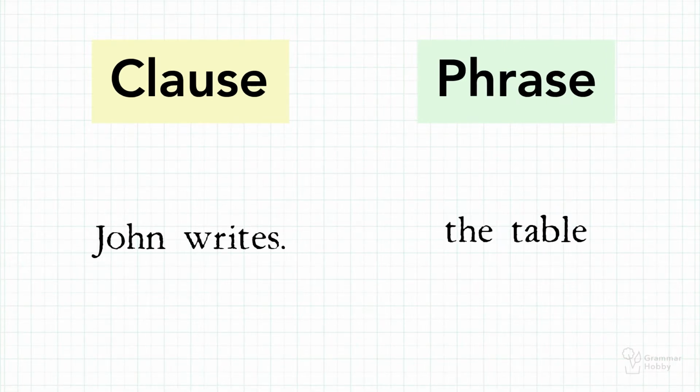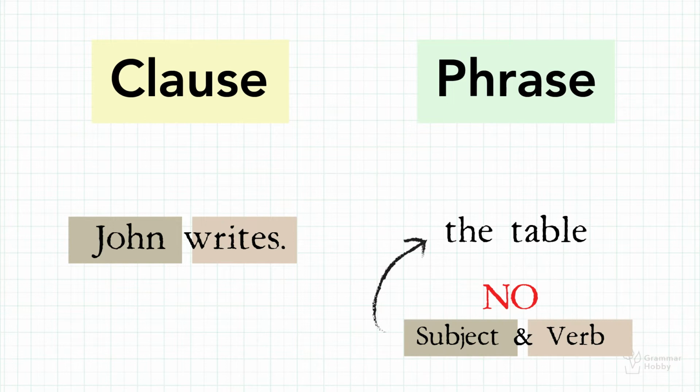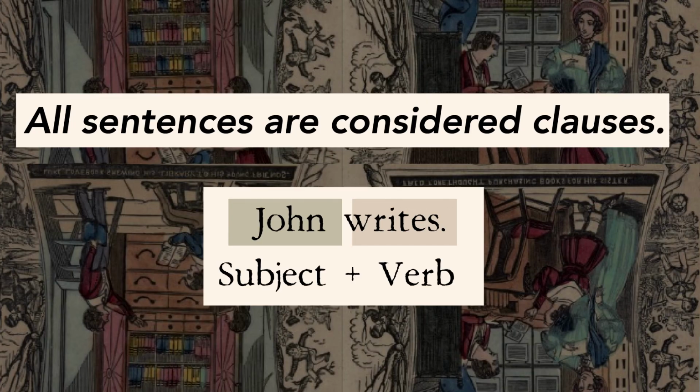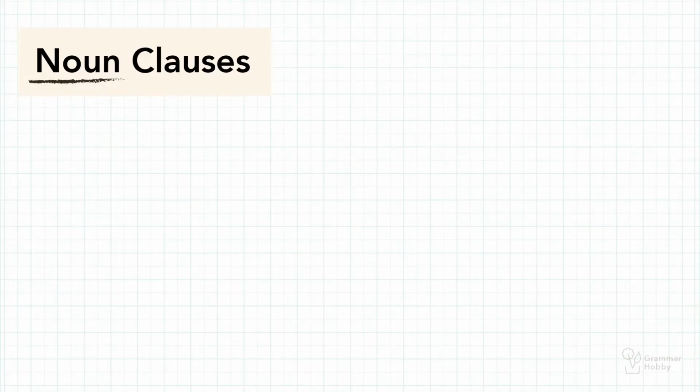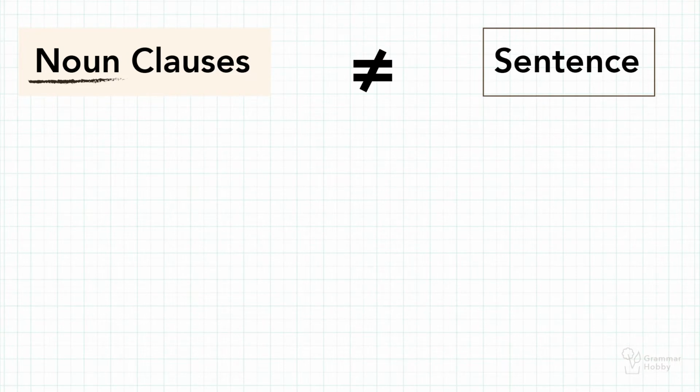John writes is a clause. It contains a subject and a verb. The table is a phrase. It doesn't have a subject and verb. All sentences are considered clauses, because all sentences consist of a subject and verb. But in this lesson, we will focus on noun clauses and how they are different from a basic sentence.